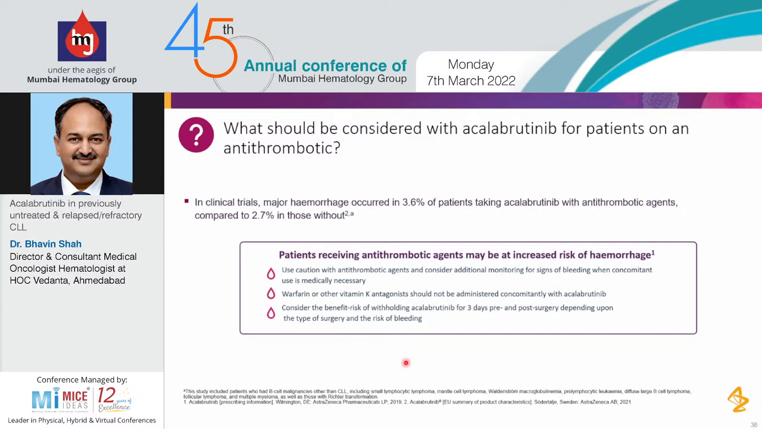Now, if the patient develops atrial fibrillation, what should be considered with acalabrutinib in a patient on antithrombotic treatment? In clinical trials, major hemorrhage occurred in 3.6% of the patients taking acalabrutinib with anticoagulant agents, compared to 2.7% in those without any anticoagulants. So patients who are receiving anticoagulant agents have an increased risk of hemorrhage.